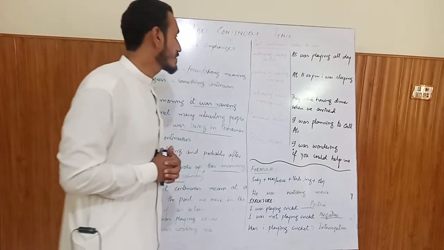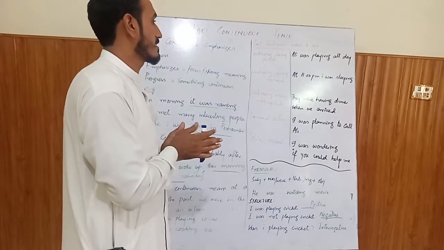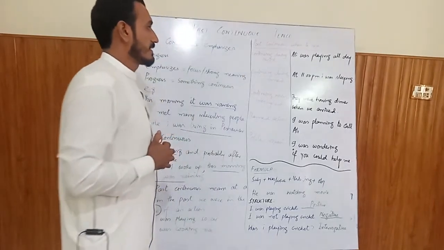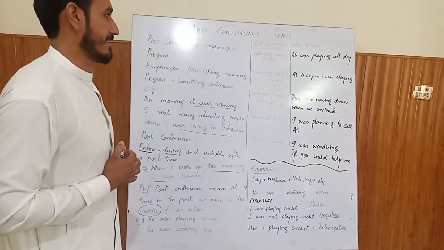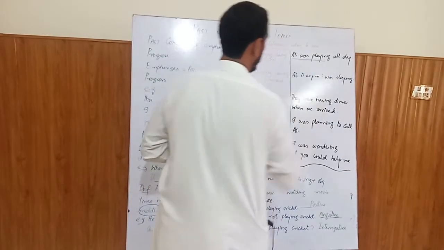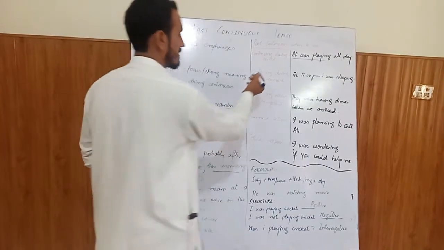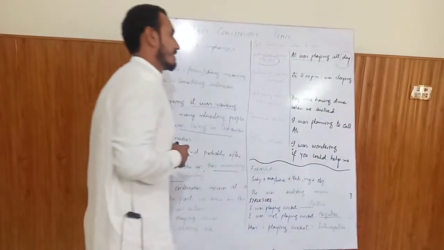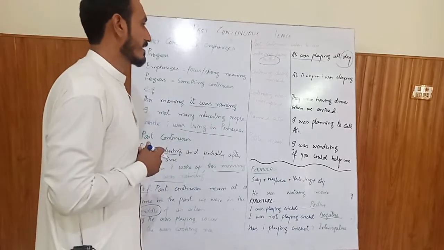Okay, when to use past continuous? When we are using past continuous tense, continuing during a period. During a period, Ali was playing all day. So this is continuous. Ali was playing all day. And period. This is called period. All the day. This is called period. An action which is continuous during a period.